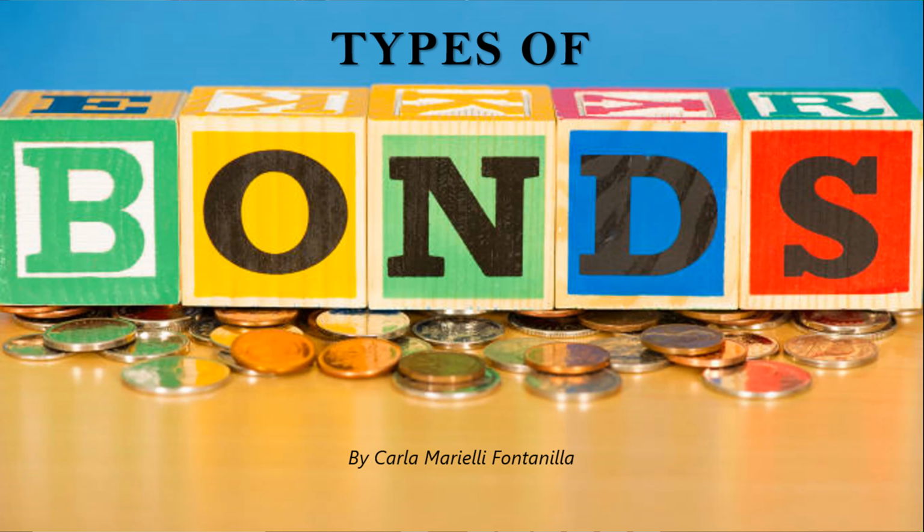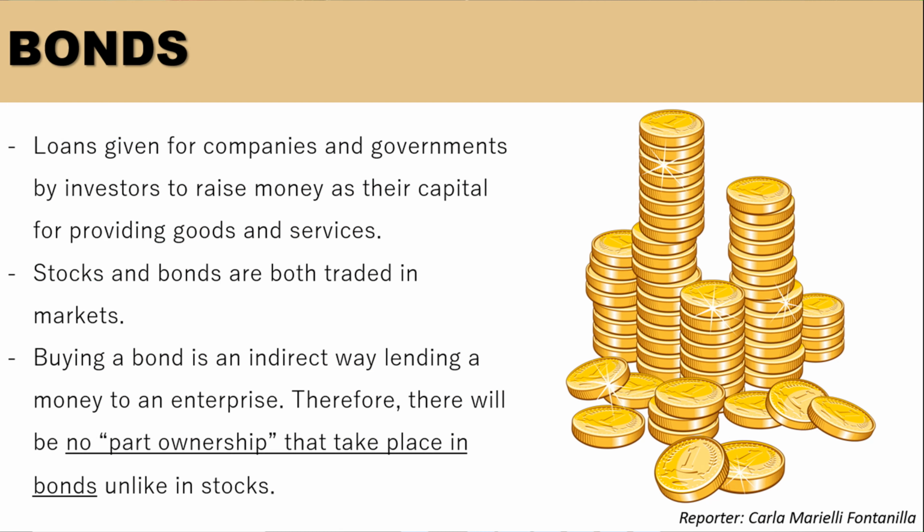Okay. So, the topic that I'm going to report is the types of bonds. But before we proceed to types of bonds, let us first identify a short viewpoint for us to understand better what actually a bond is. So what actually is a bond? Bonds are loans given to companies and governments by investors to raise money as their capital for providing goods and services. Stocks and bonds are both traded in markets.